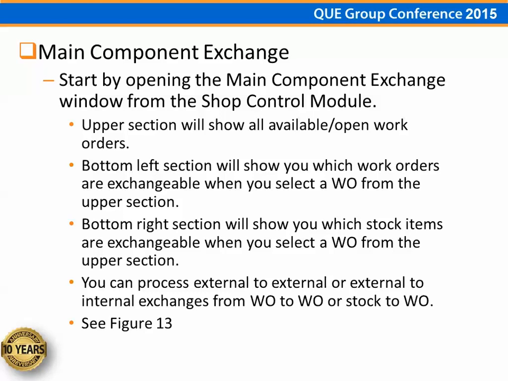The bottom right section will show you which stock items are exchangeable when you select a work order from the upper section. You can process external to external, external to internal, work order to work order, or stock to work order.